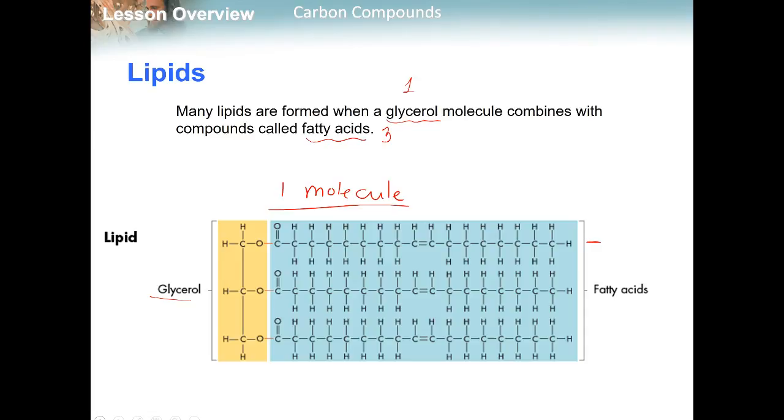We said that they are insoluble. They cannot be broken down by water, and we can see why based on the bonds. We're going to look at those bonds a little bit more because we have two types of fats that we're going to discuss, and they are saturated fats and unsaturated fats.